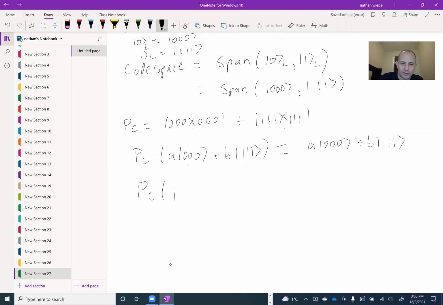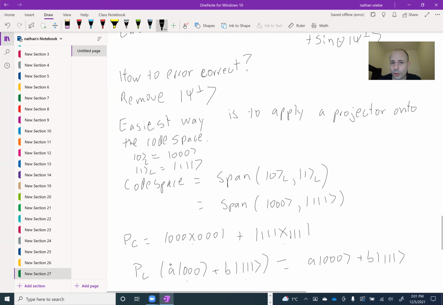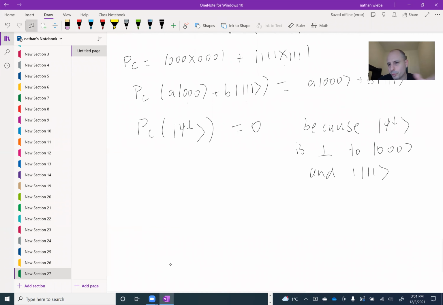However, PC acting on psi-perp has to be equal to 0 because psi-perp is orthogonal to both 000 and 111. So there you have it, okay? But if we could figure out a way of applying this non-unitary operation to our slightly erroneous quantum state, then we could trim off this portion of the quantum state that we don't want and just keep the part that we do want. So how could this work?